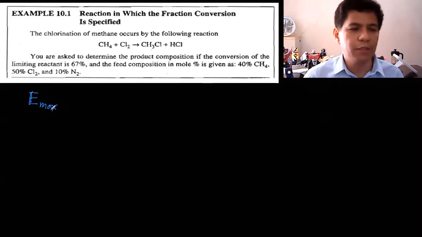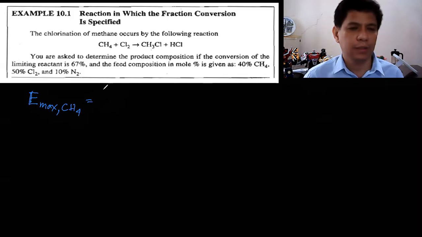There are two chemical species. So now there are two reactants, methane and chlorine. So let's calculate first the Emax for methane. Okay. So if you still remember the formula, Emax is equal to N sub I minus N sub IO divided by B sub I.